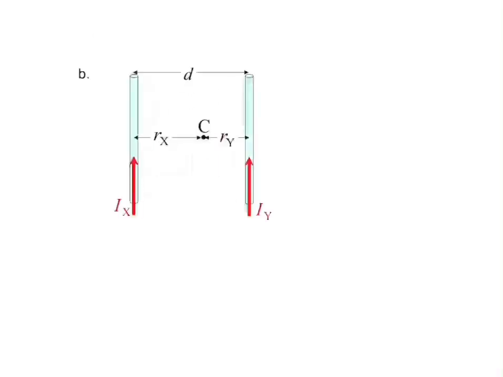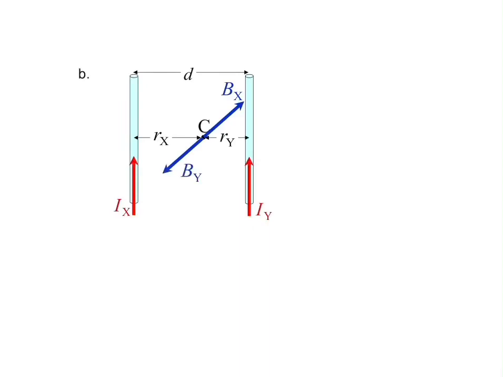Okay, for B, we have wire X and Y, currents are in the same direction. However, we have point C, which is not midway between both wires. So basically, Rx and Ry are not the same. And then we have to find the distance of point C from X, which is basically Rx, when the magnetic field density at C is equal to 0.